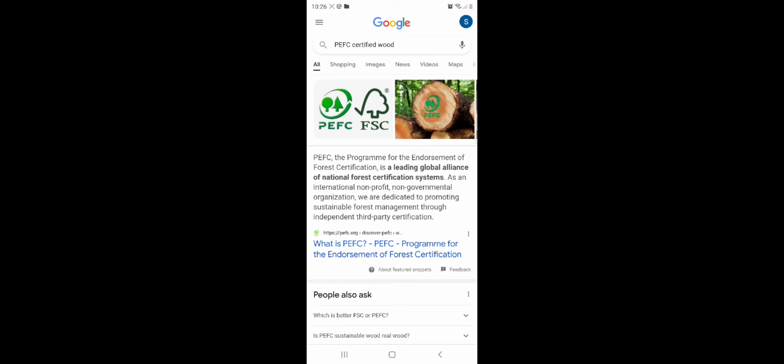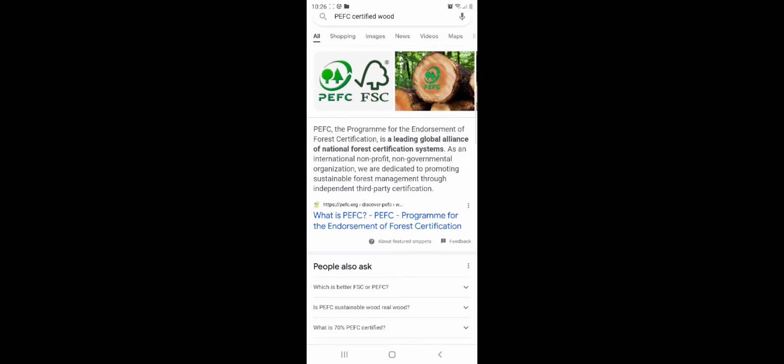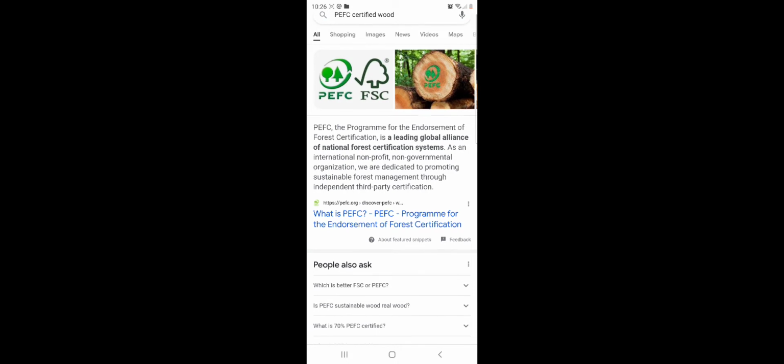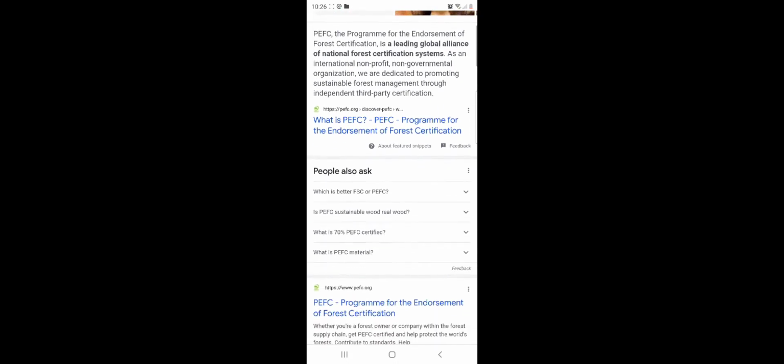And it says it's a leading global alliance of natural forest certification systems. How awesome is that? It says, as an international nonprofit, non-governmental organization, they are dedicated to promoting sustainable forest management through independent third-party certification. And so I was just like, this doesn't get any better.